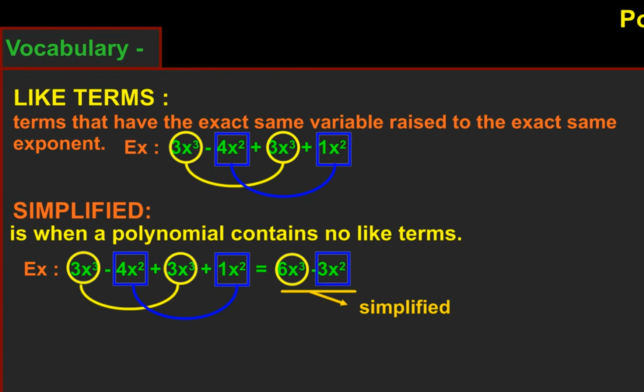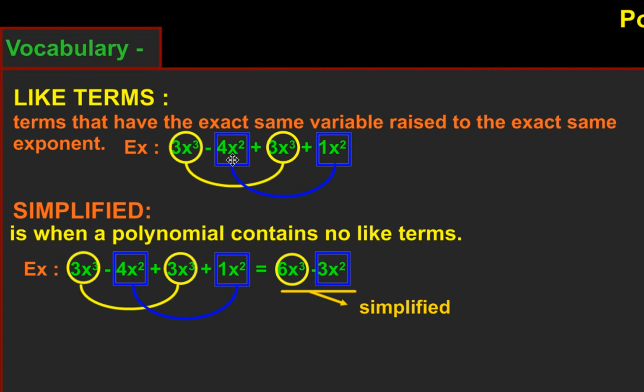First, we'll take a look at some vocabulary. Like terms: terms that have the exact same variable raised to the exact same exponent. In the example we have here, we have 3x to the third power minus 4x squared plus 3x to the third power plus 1x squared. I've used shapes to match up the terms that are similar. If you look at the first two yellow circles, these are similar terms not because they both have 3's. The base number is irrelevant to this, but they both have the exact same variable raised to the exact same power. That's what makes them like terms.